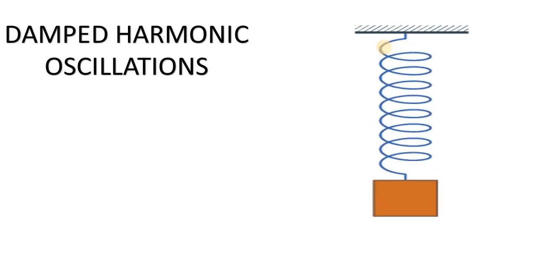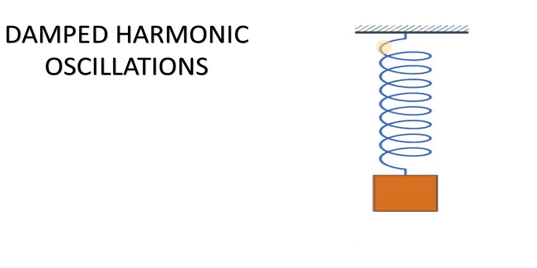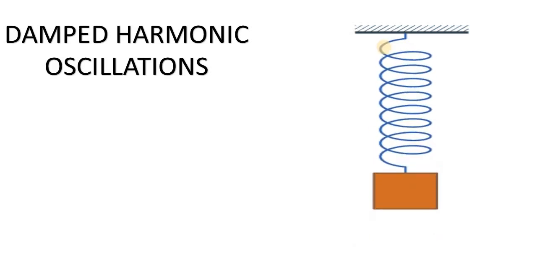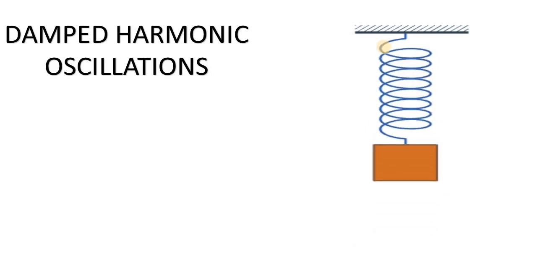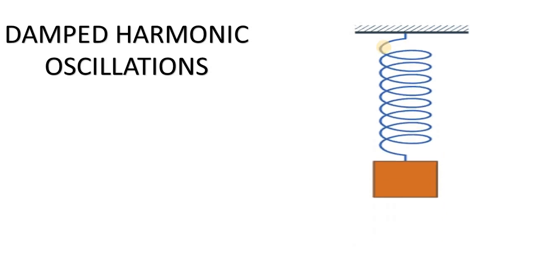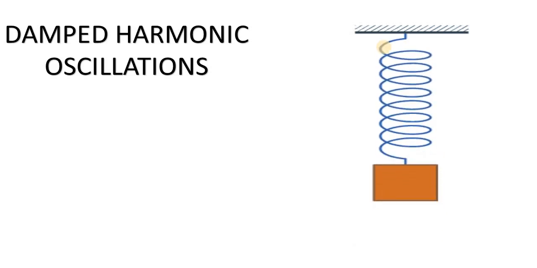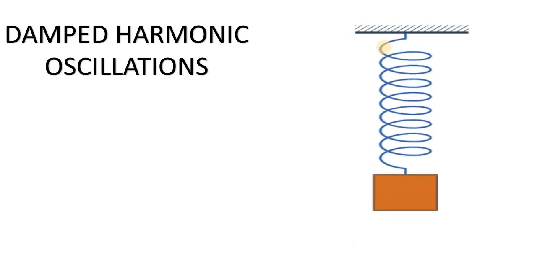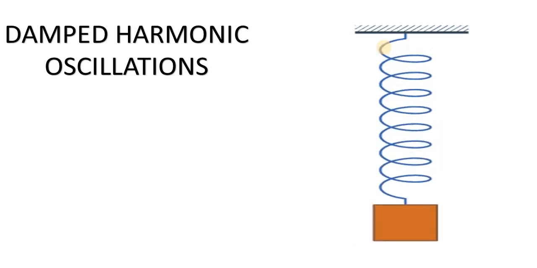The first one was free harmonic oscillation, which will repeat for an infinite period of time since there is no external resistive force acting on it. The second one is a damped harmonic oscillation. There is an external resistive force acting on it, so after a particular period of time, it will lose its entire energy, its amplitude will become zero, and there will not be any oscillation.